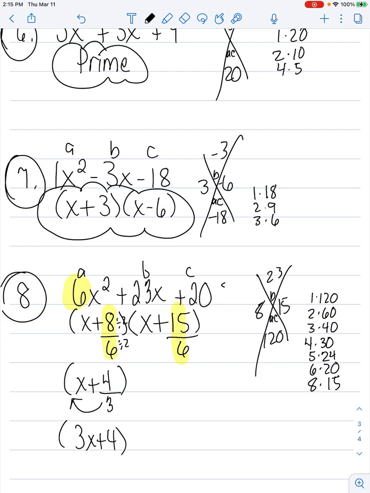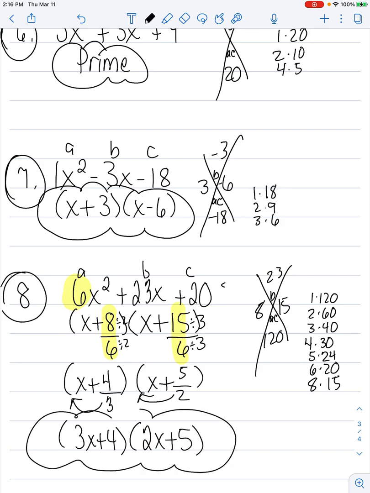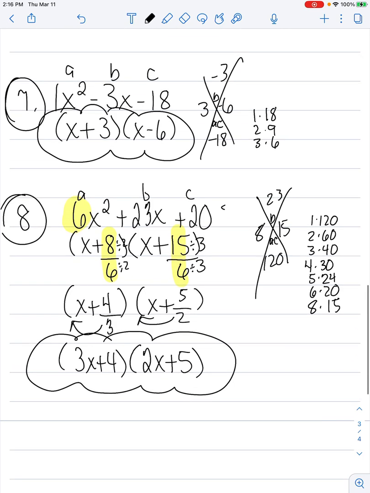Now let's do the same thing for x plus 15 over 6. Both of those are divisible by 3. 15 divided by 3 is 5, and 6 divided by 3 is 2. And I'm going to slide that over to get my second factor of 2x plus 5. So my factors of this polynomial are 3x plus 4 and 2x plus 5.